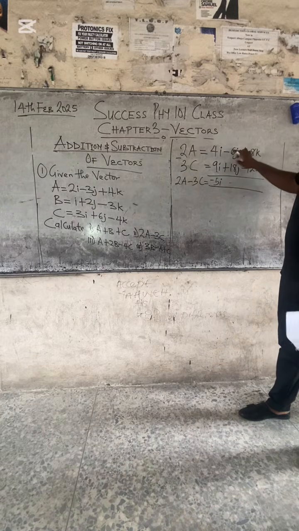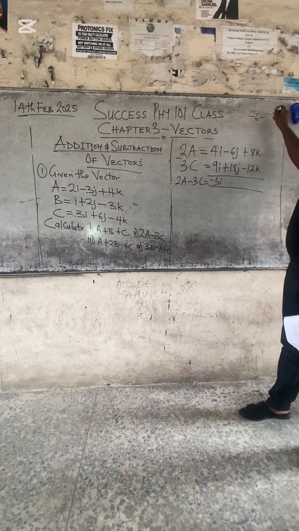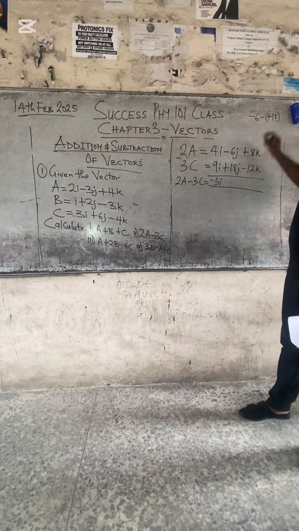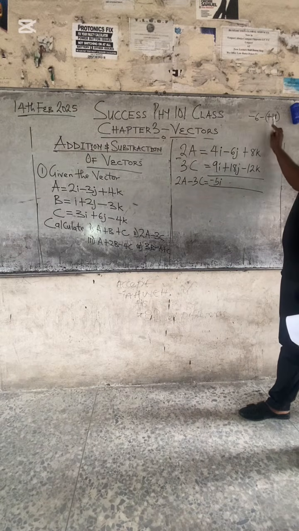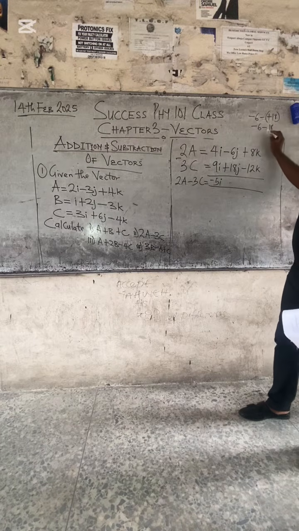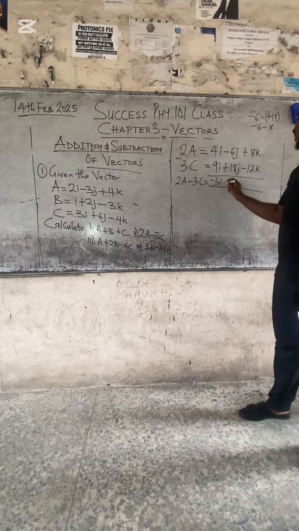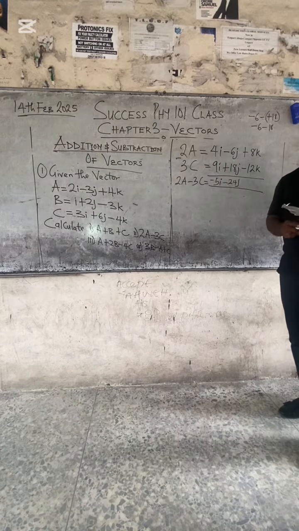Let's resolve this. Minus 6 minus plus 18, because it's plus 18 here. What is minus times plus? It's minus. So minus 6 minus 18 gives you minus 24j.